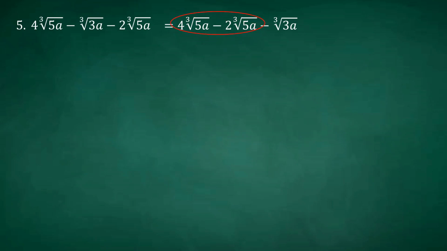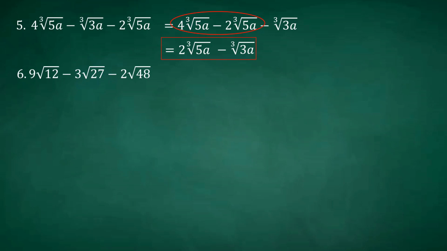4 cube root of 5a minus 2 cube root of 5a. Have you noticed that they have the same radicals, so you can subtract both coefficients. 4 minus 2 is equal to 2, and copy the cube root of 5a. Take note, we can't combine 2 cube root of 5a and cube root of 3a. So that's why our final answer is this.